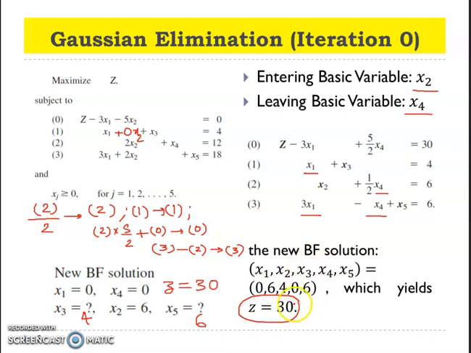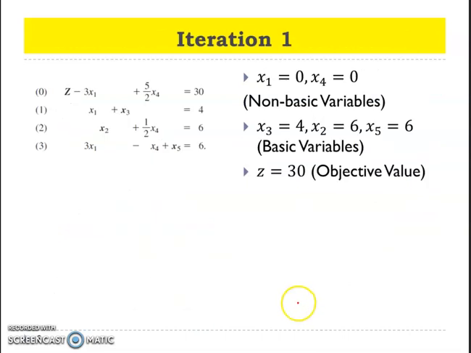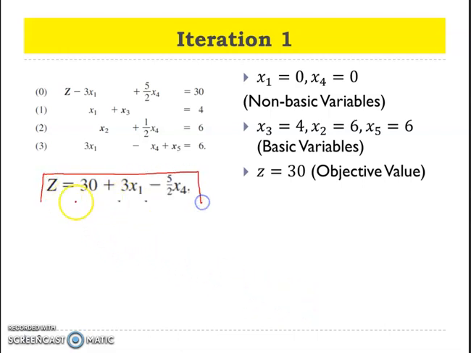Now our aim is to find out whether this new basic feasible solution is optimal or not. So you see that this is the new objective function, and here you see the non-basic variable x4. If you increase the value of x4, the value of the objective function will decrease. If you increase the value of x1, the value of the objective function will increase. So hence x1 will be the entering basic variable.